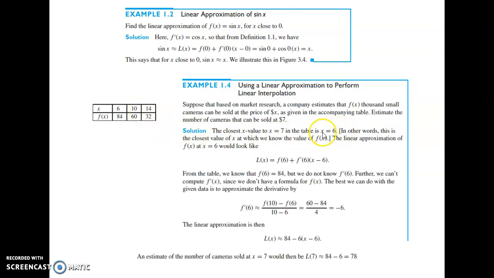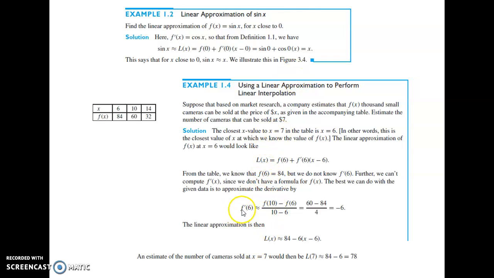Substituting x naught equal to 6 in the formula, that is the linear approximation, you have this. Note that f of 6 is 84, but f prime 6 is not given, and we cannot find it because the function is not given. So we approximately find f prime 6, which is the slope of the tangent line. Note that the equation of the tangent line we cannot find, that means we cannot find f prime x because f of x is not given. So we approximately find this. For that I will use the slope of the secant line.